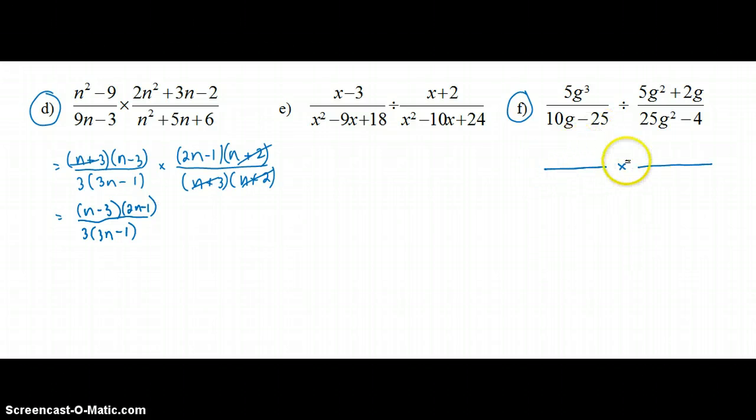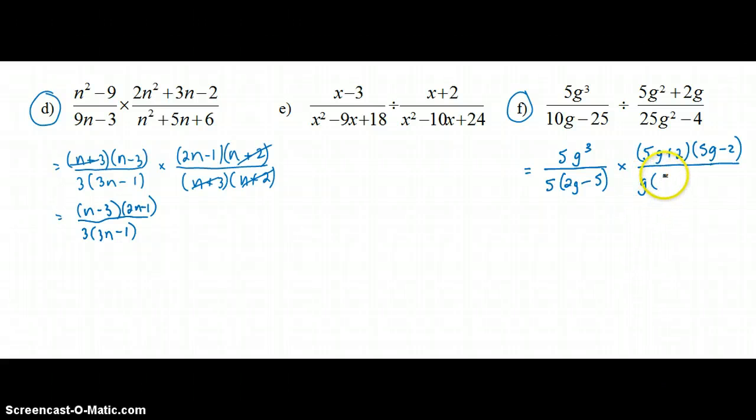All right, letter F. I got it set up a little bit here. Nothing happens on the top. You can take a 5 out of the bottom. And on the second fraction, we have to flip it. So the bottom is going to be 5g plus 2, 5g minus 2, but it's written on top, right, because we flipped it. And the top of the fraction is going to have the g factored out. The 5g plus 2's cancel.